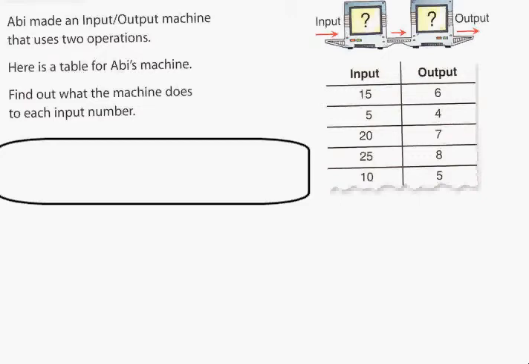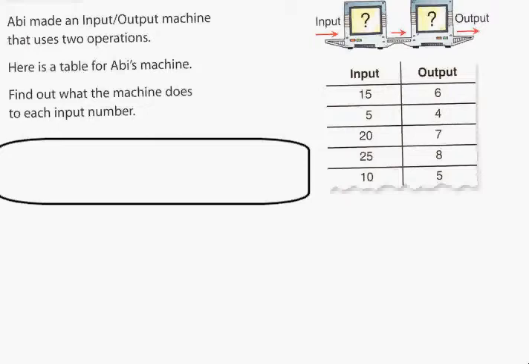Alright, in this question, Abby made an input-output machine that uses two operations. Here's the table on the right. Find out what the machine does to each input number. So that means we got to figure out what numbers and what operations are inside that machine.